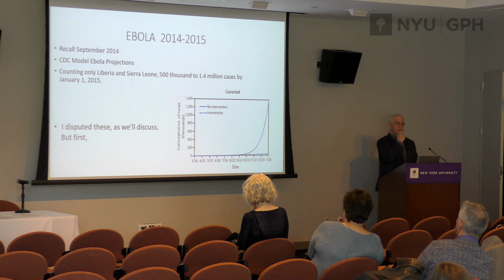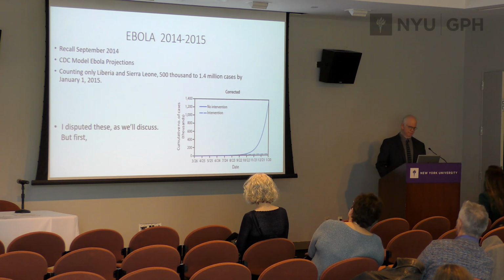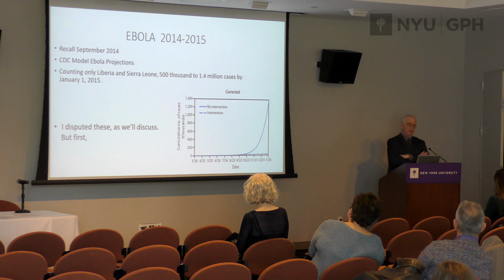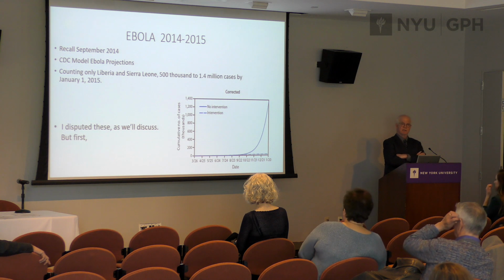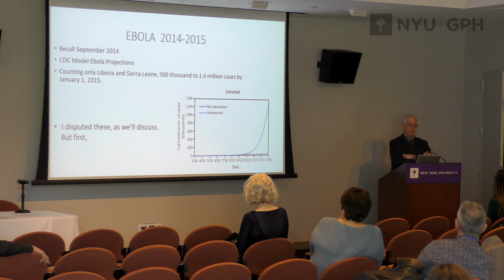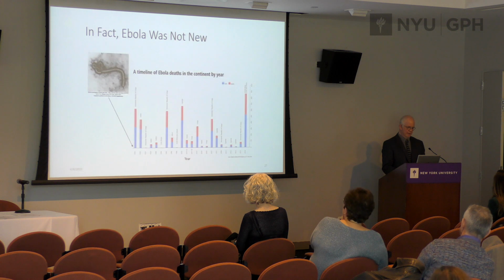You may recall in September of 2014, the CDC published very, very frightening projections about Ebola transmission in Liberia and Sierra Leone, and they projected that it could be 1.4 million cases by January. I'm going to come back to this, but I disputed these pretty publicly, actually, and this is not how it turned out. I'll explain what we did.